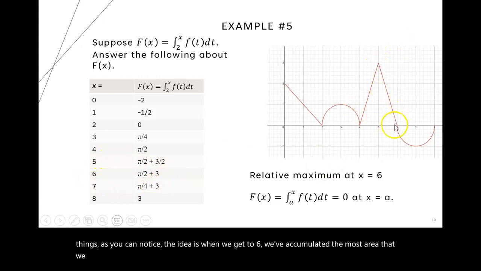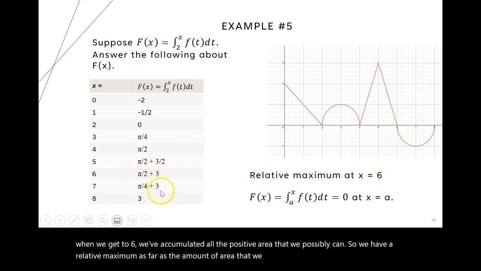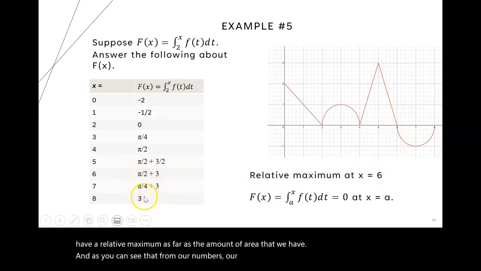Part of the reason for that, and there's more on this later in the unit, is that when we get to 6, we've accumulated all the positive area that we possibly can. So we have a relative maximum as far as the amount of area that we have. And as you can see from our numbers, our areas actually start going down as we go along.